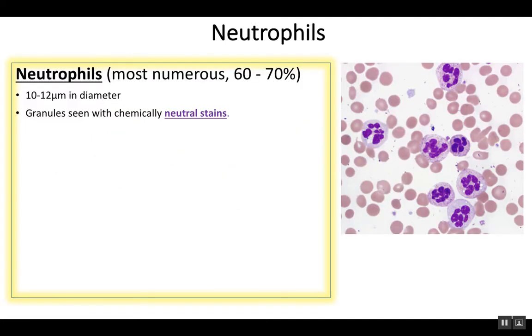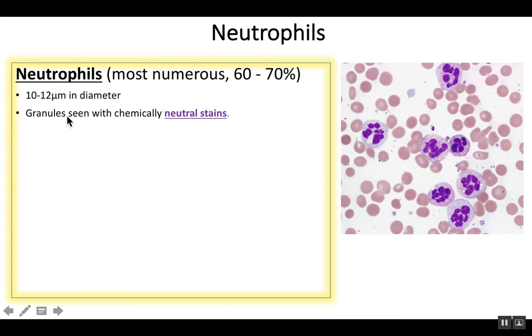Let's begin by learning about the neutrophils. The neutrophils are the most numerous circulating white blood cells. Of all the circulating white blood cells, neutrophils make up about 60 to 70%. They're fairly large, 10 to 12 microns in diameter. If you recall, that would be bigger than the red blood cells.